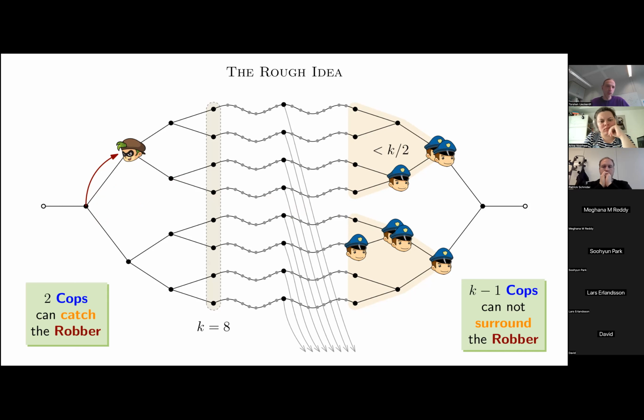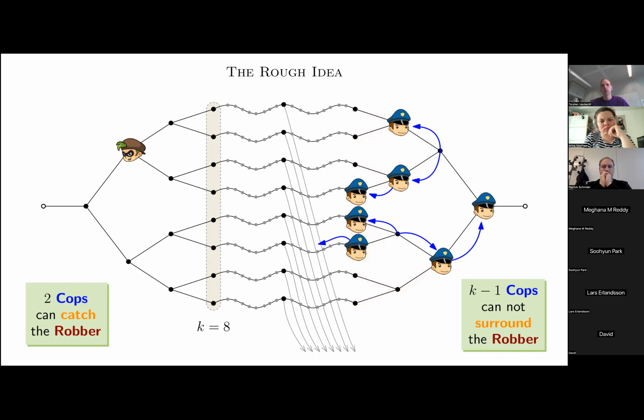The cops see the decision of the robber and they can do whatever they want. Maybe they go down in the subtree, or one cop decides to move along this path. But remember, this path is super, super long. So this takes 100 steps to get back to the other side. By then the robber has escaped already. Now it's again the robber's turn.